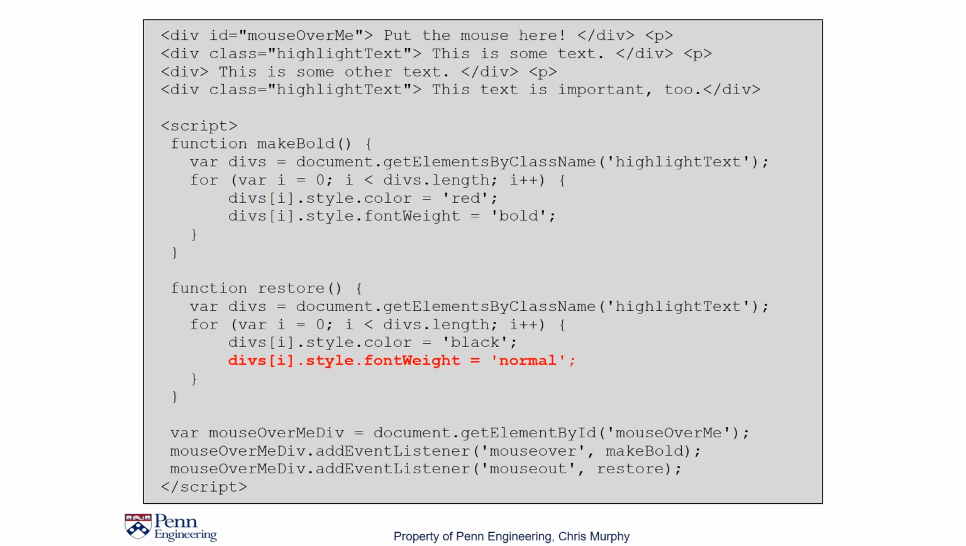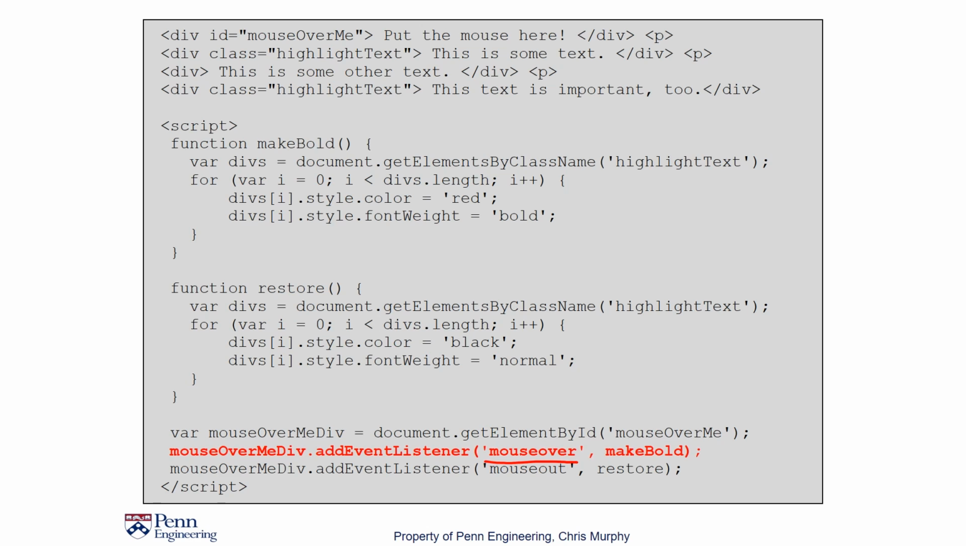So how do we tell the browser to call these functions depending on certain user events? Well, we need to get an element by its ID, in this case the mouse over me ID, which is this div up here, and we will save that element in a variable called mouseOverMeDiv. Then we will add another event listener. In the previous example, the event listener that we added was for the event called click. Here, it's for the event called mouseover.